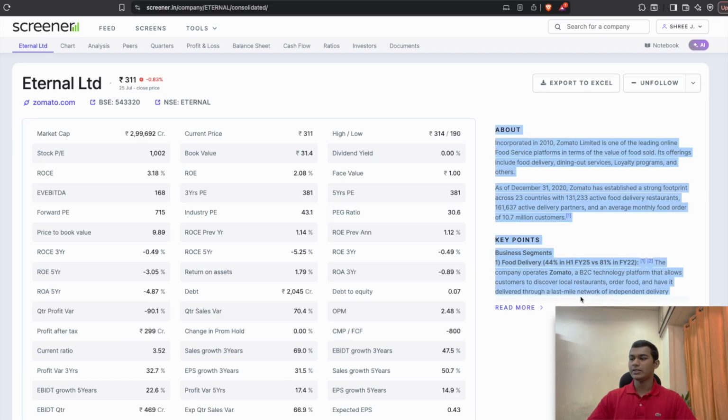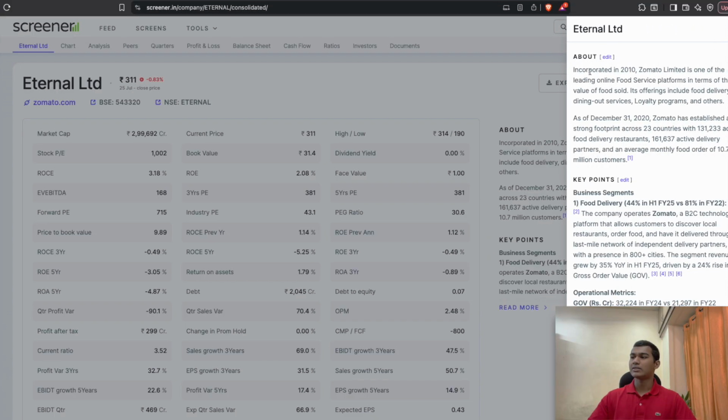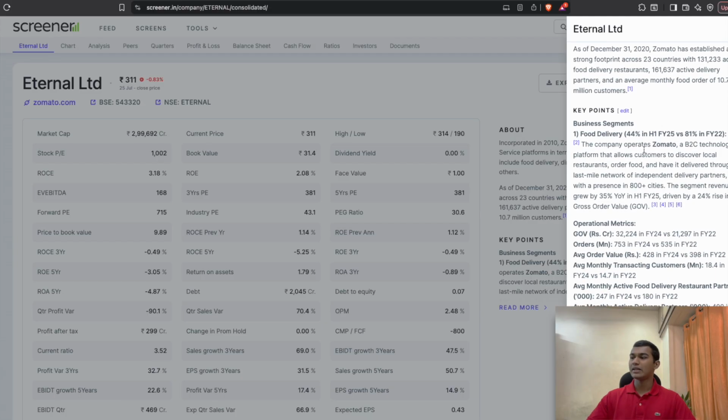Here comes the main section. Now what is here: we'll understand an about section of the company, what the company is, when it was founded, but this doesn't matter that much. What is the main part is the business segments right here.